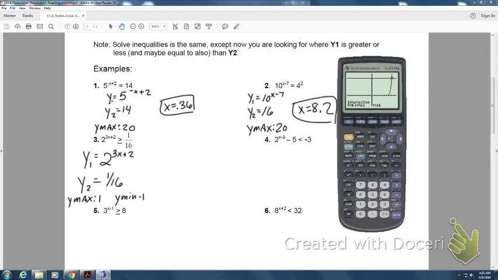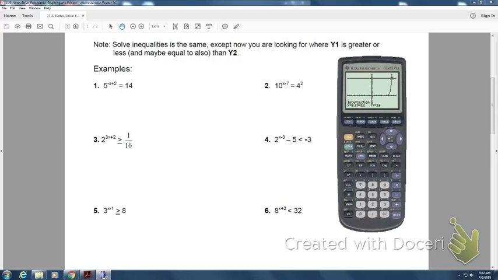So put those two equations into Y1, Y2. Change those window settings. And Zoe, whenever you get your answer on this, let us know what you got. I got -2. Okay.